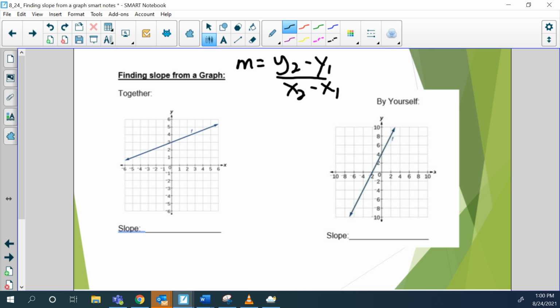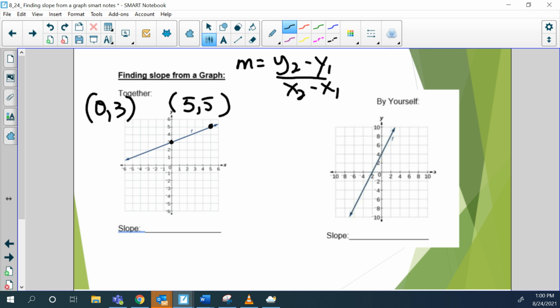Let's see. I'm going to pick this one right here. That's where the line crosses the y-axis. That's the y-intercept right there. That's a good pretty point. And then I'm going to pick this one here because the line again crosses the hash mark. So my first point is 0, 3, and my second point is 5, 5.